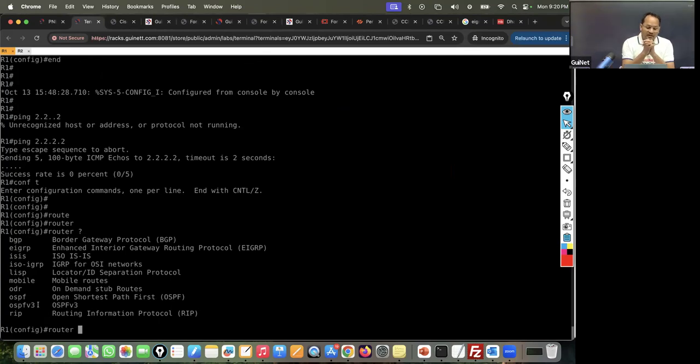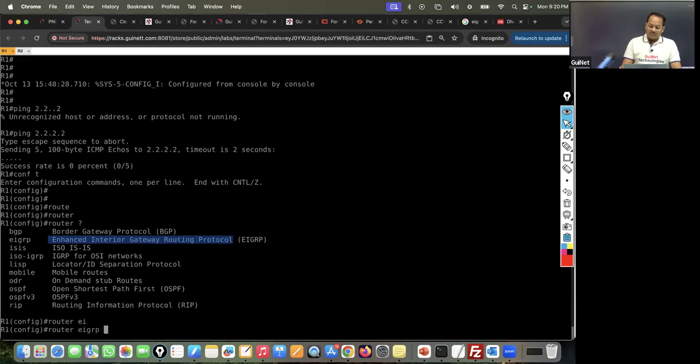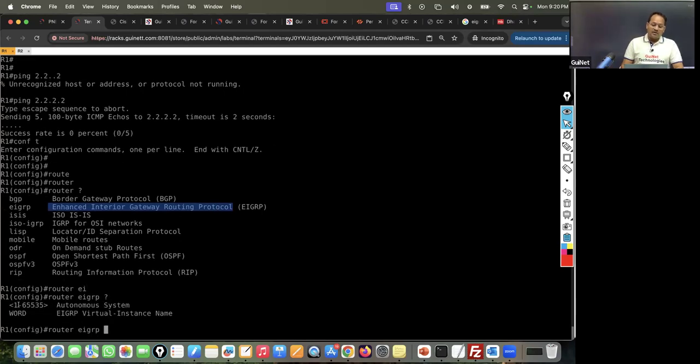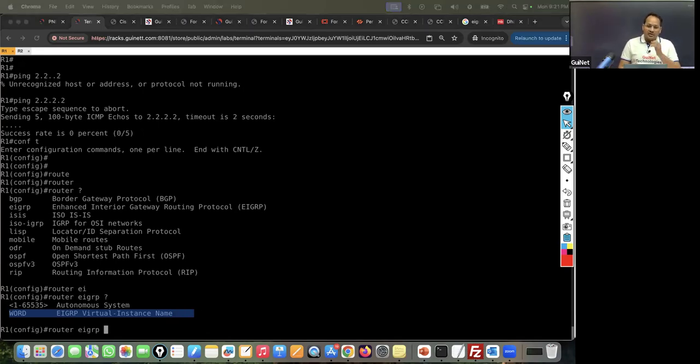So router, and what I want to configure is the Enhanced Interior Gateway Routing Protocol. So I will put EIGRP, and then if I put the question mark, it is asking for a number. This is for the classic mode, and this is the named mode. If I want to use name based configuration, then it is going to be named mode configuration. So I want to enable just the classic mode.